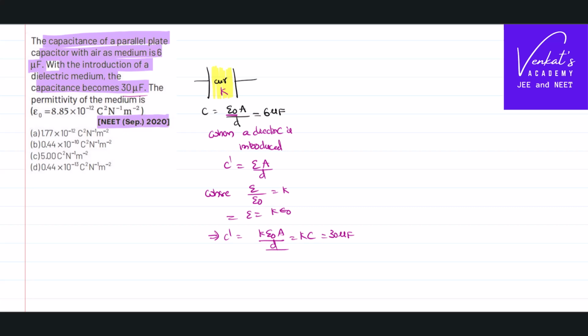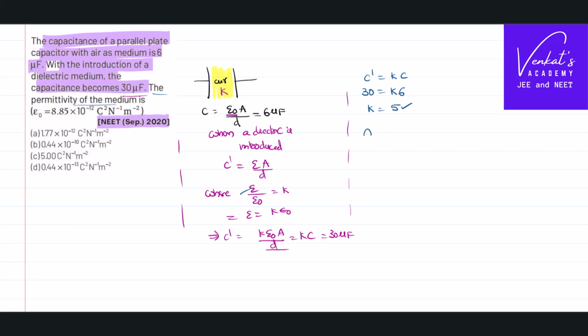So you can write C dash equal to KC, as we just discussed. C dash is given as 30. The K value we don't know, but C is given as 6. Both are in microfarad. So K is 30 by 6, which is equal to 5. But he doesn't want the dielectric constant. He wants the permittivity of the medium, epsilon.